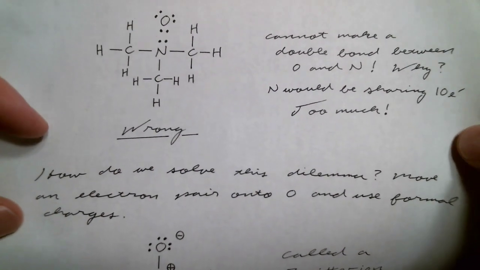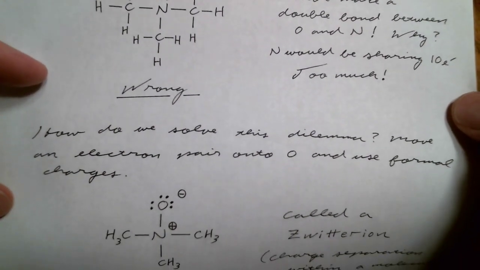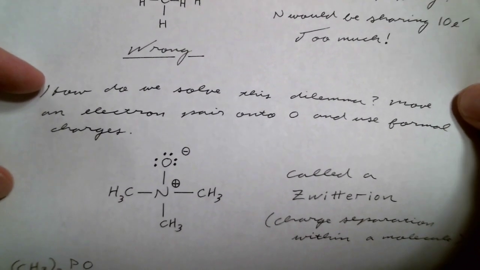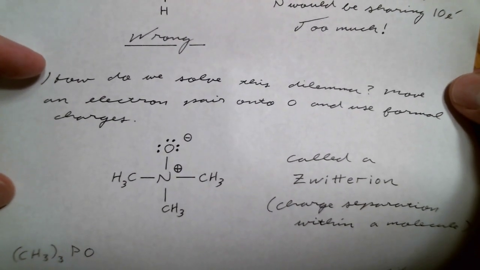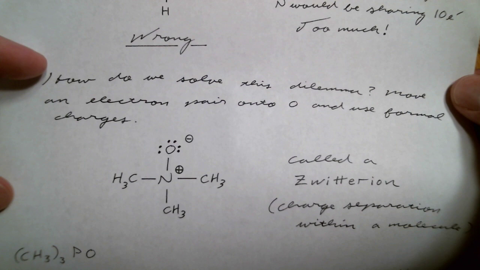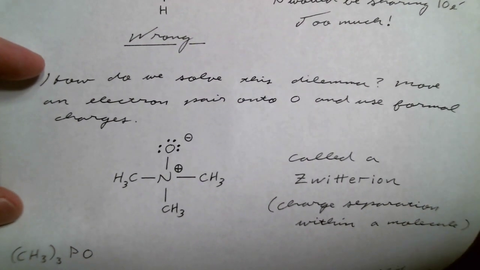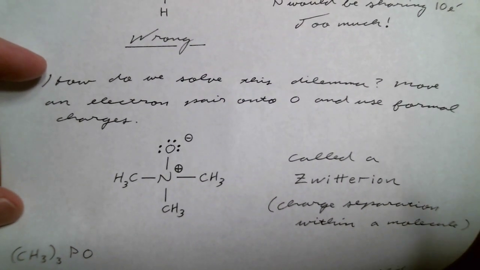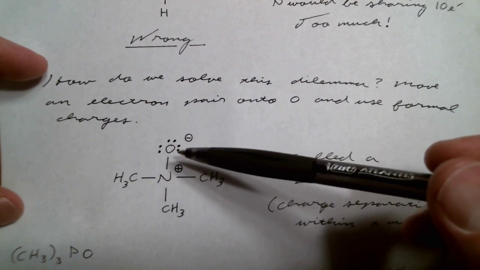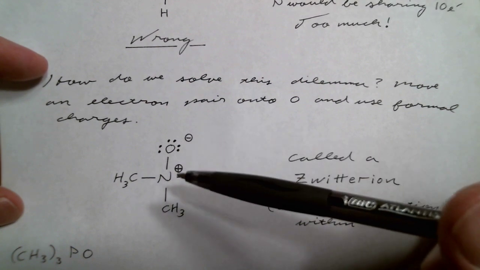Well, let's move one of those electron pairs onto oxygen and use formal charges. So if we did that, we would have oxygen possessing a total of 7 things, 6 electrons and 1 bond, and we'd have to give it a formal negative charge. Of course, it's sharing a total of 8 electrons. Its octet is satisfied. That's good.